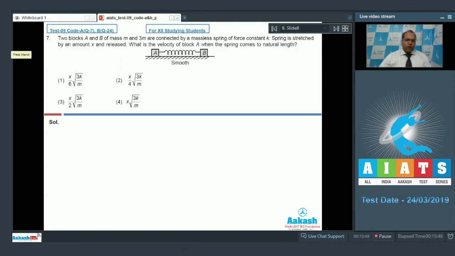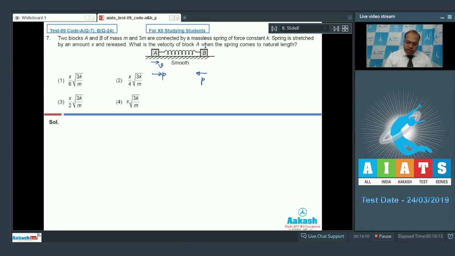Let the velocity of block A at that moment be v, or the momentum of block A at that moment be p. Then from the principle of conservation of linear momentum, we can say that the momentum of block B at the natural position is also p in the opposite direction, so that the net momentum becomes 0. We can also apply the principle of conservation of mechanical energy in this problem, as the work done by the non-conservative force is 0.